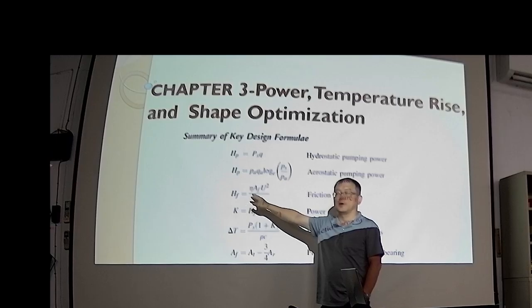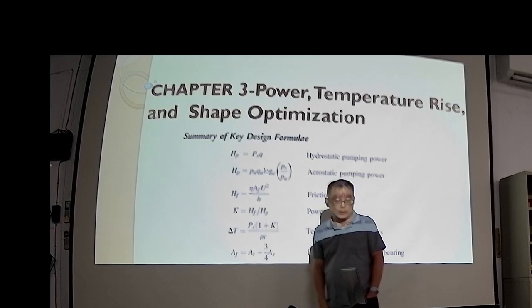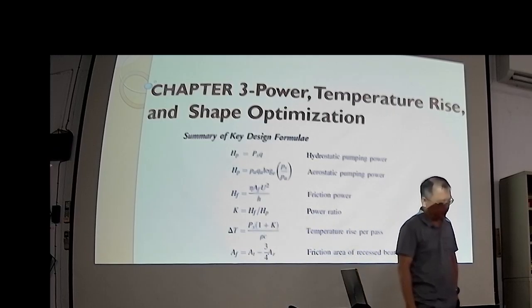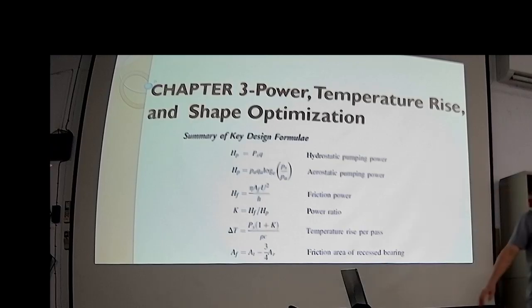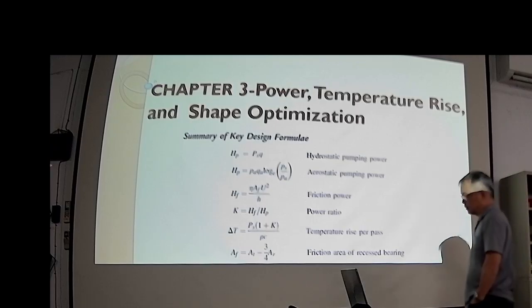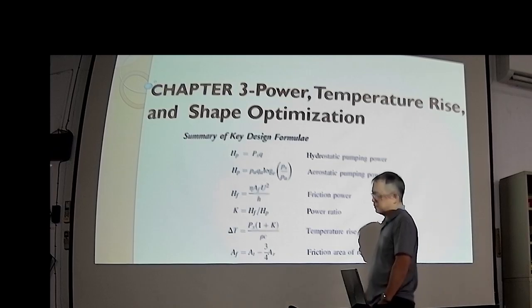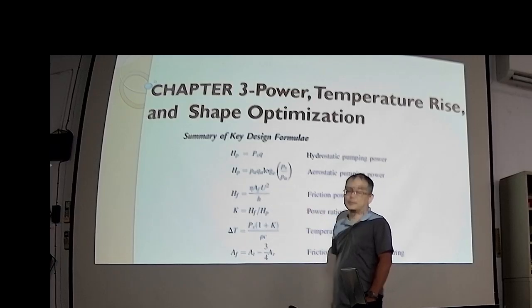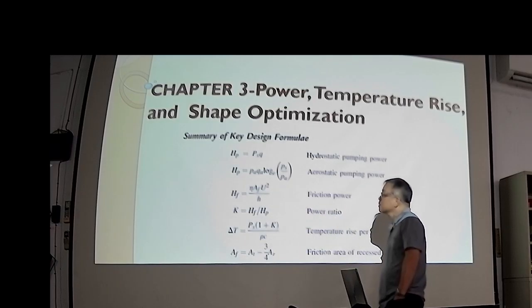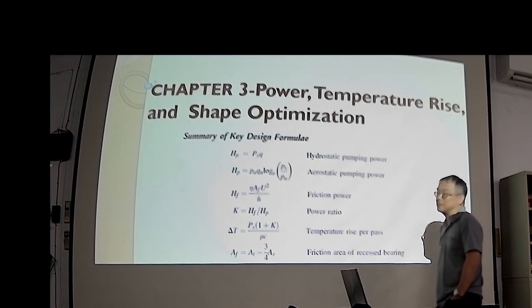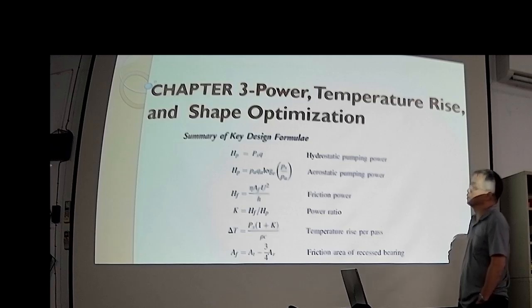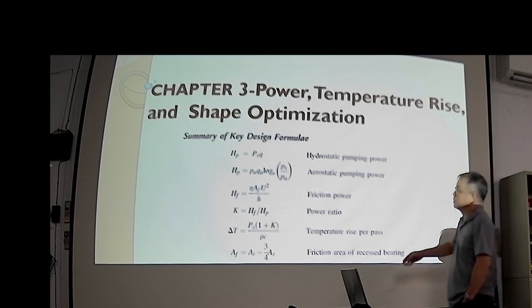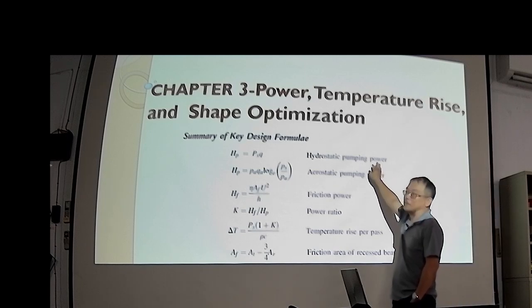So for the friction power of the bearing, you need to have a bearing pad area in order to calculate the friction power of the bearing. So in next chapter, chapter 4, we will introduce you how to calculate effective or equivalent bearing pad area. So in here we have some important formula for this chapter.